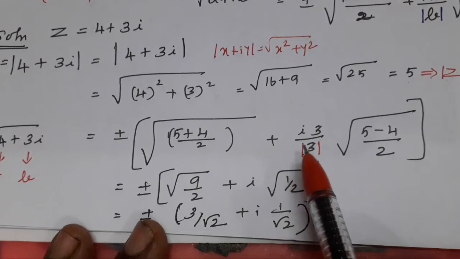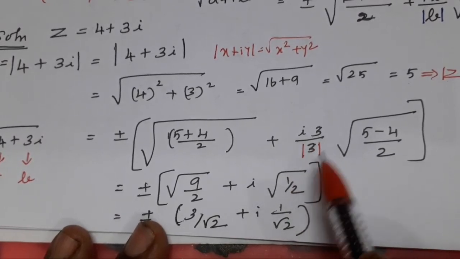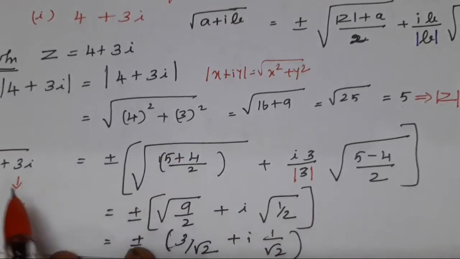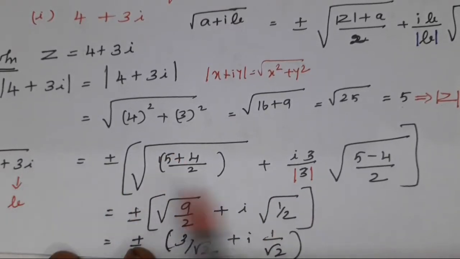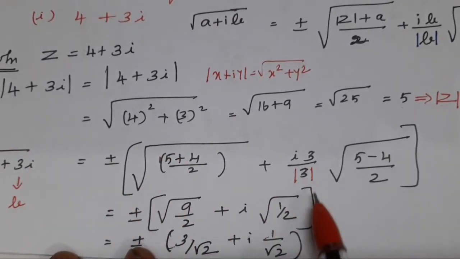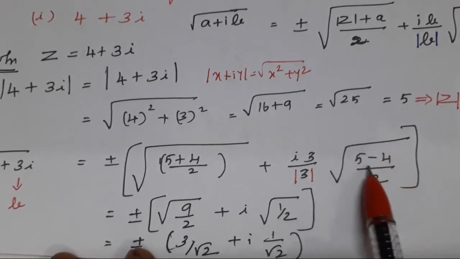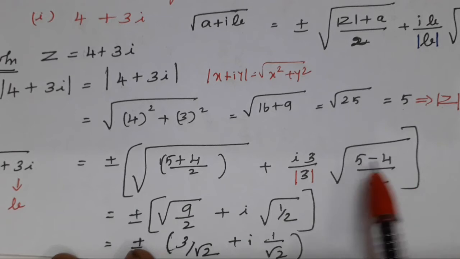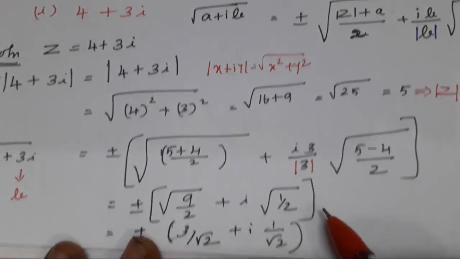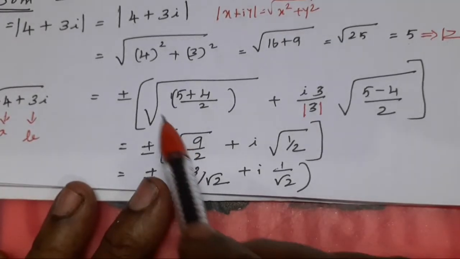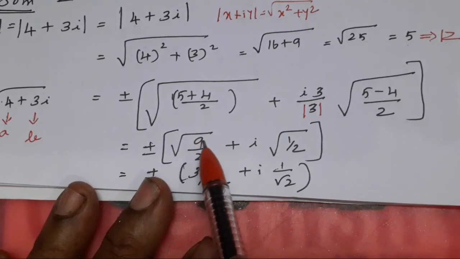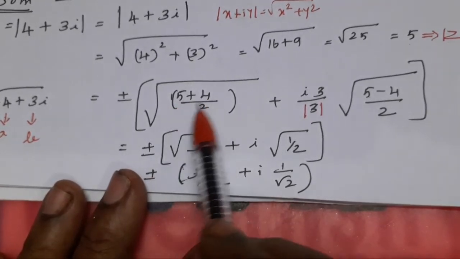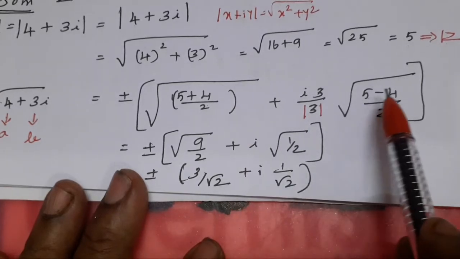No problem, but write the 3 in the modulus. Next, i into b divided by modulus of b. B is the imaginary part, which is 3. So i into 3 by modulus of 3 into root of modulus of z minus a by 2. Modulus of z is 5, a is 4, so 5 minus 4 divided by 2. Now we get plus or minus root of 5 plus 4, that is 9, 9 by 2. That is modulus of z plus a by 2. Again here, modulus of z minus a by 2.